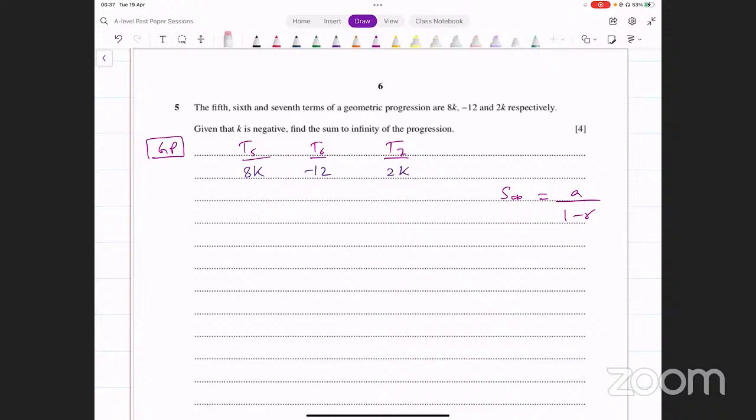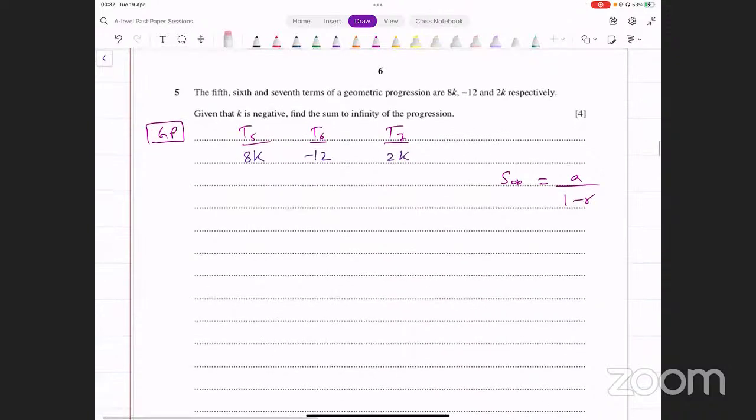जीपी में क्या होता है? रेशियो कांस्टेंट होती है. आर आपके पास आता कैसे है? रेशियो जो आपकी आर होती है. How do you figure that out? उसका फॉर्मूला क्या होता है? It's the next term divided by the previous term.